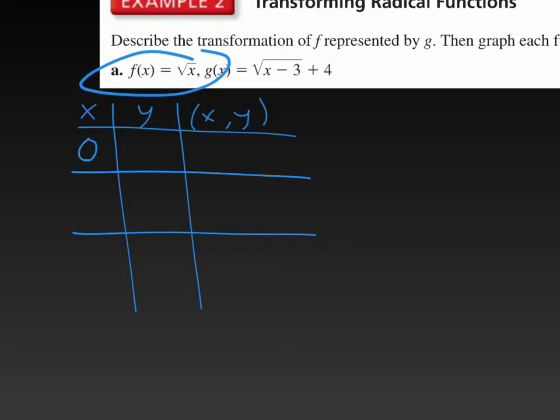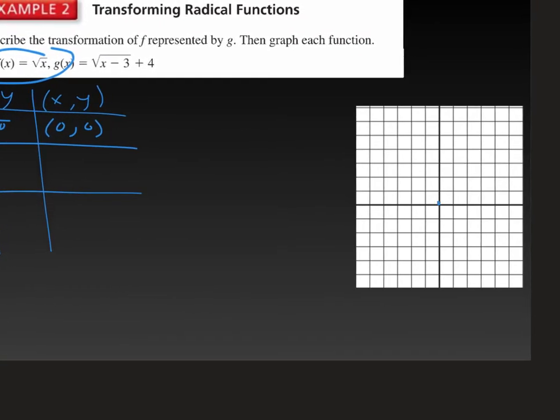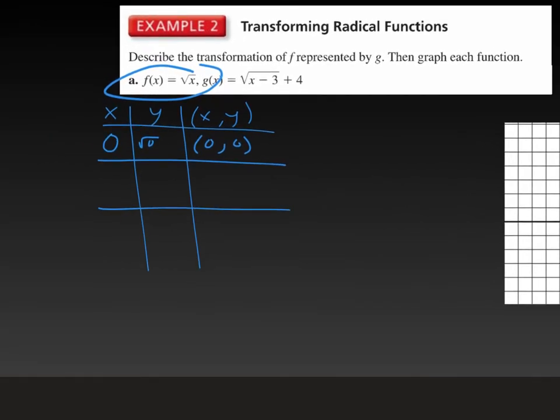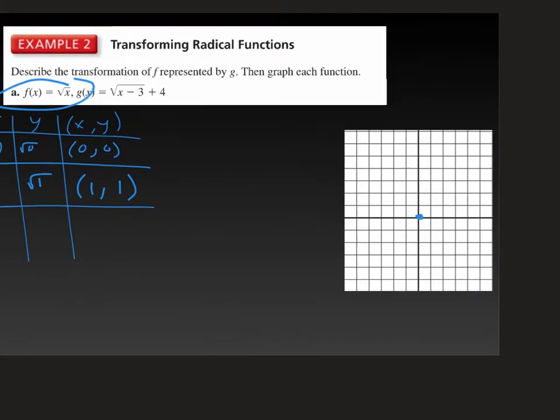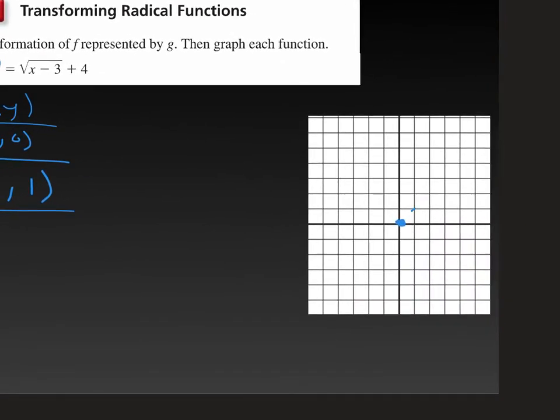Zero. We don't want to plug in any negative numbers because we don't want any negatives under a square root. So what is the square root of 0? 0. So we plug in 0 for x and get 0 for y. Our first point is at 0, 0. What can we plug in next? 1. So what's the square root of 1? 1. So we plug in 1, get 1. Our next point's at 1, comma 1.